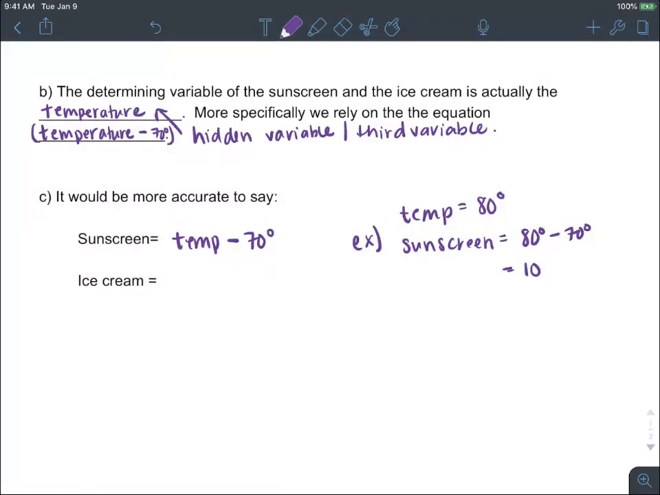Okay. The ice cream, remember, you square the number of sunscreens, so that would be the temp minus 70 degrees squared. So for ice cream, we get 10 squared, which is 100 ice creams. So this is what we call a parametric equation.